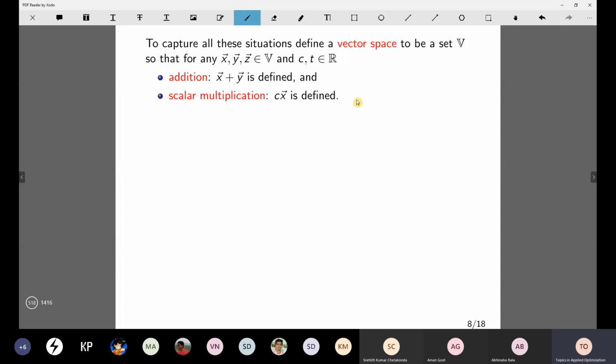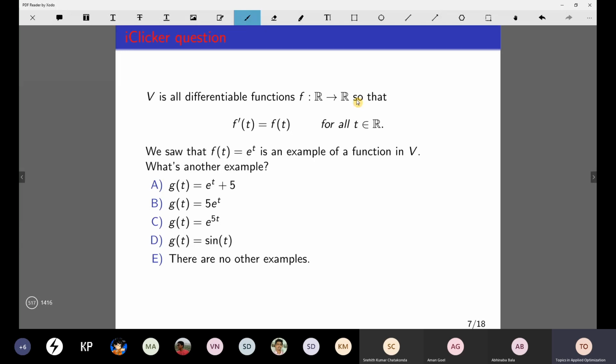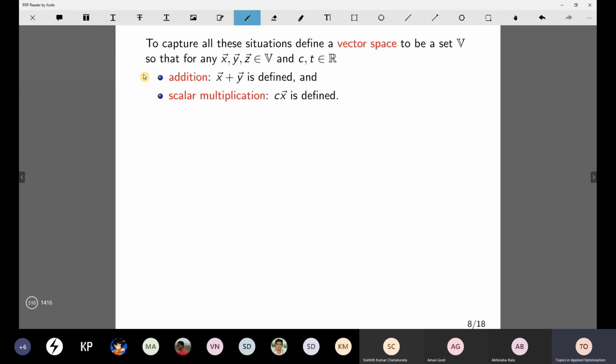I'll skip this. Yeah, so there is something called vector space. We can define a vector space to be a space where for any arbitrary x and y, addition is defined and scalar multiplication is defined. So a simple vector space example could be Rn. You can take any two n-dimensional vectors, and I know how to add the vectors, and I can also do scalar times the vector.